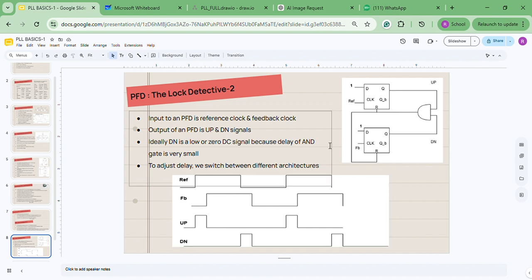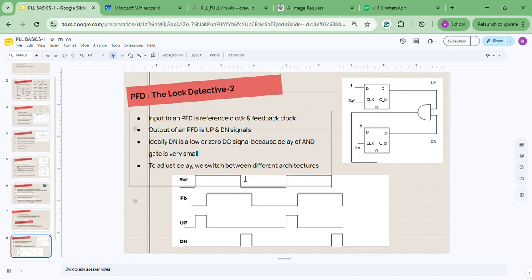So first is reference clock. Since reference clock went high and our D was already in one state, this up signal went high. Okay, as soon as this feedback clock goes high, this AND gate output becomes 1. So when this AND gate output becomes 1, at the same time these flip-flops get reset. Means up signal got reset to 0. So in that case, this lower flip-flop will never get a chance to get up signal. Only in the case where reference clock comes later than feedback clock.